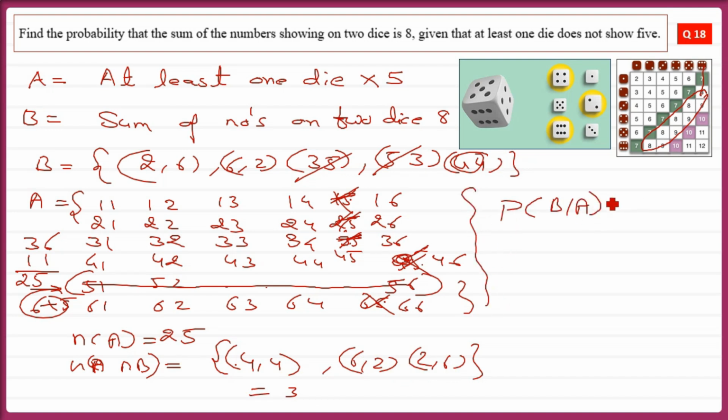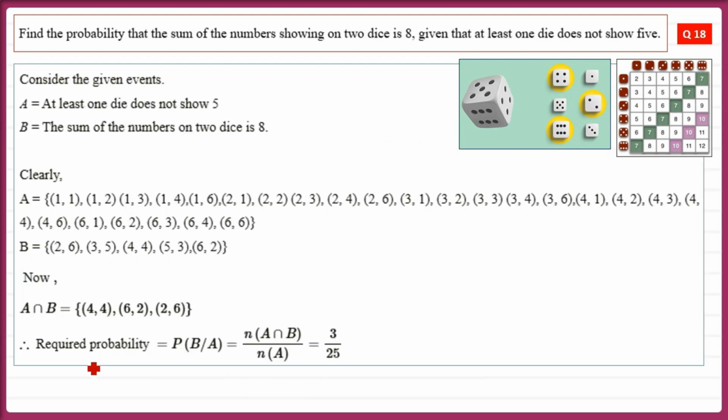So P(B by A) is the number of elements in A intersection B divided by the number of elements in A. A intersection B is 3 and n(A) is 25. So 3 by 25. Now let's see how it will be done. This is how you have to write it also in view of your examination.